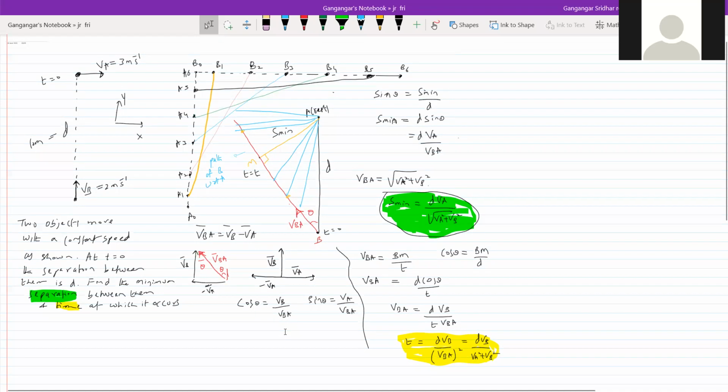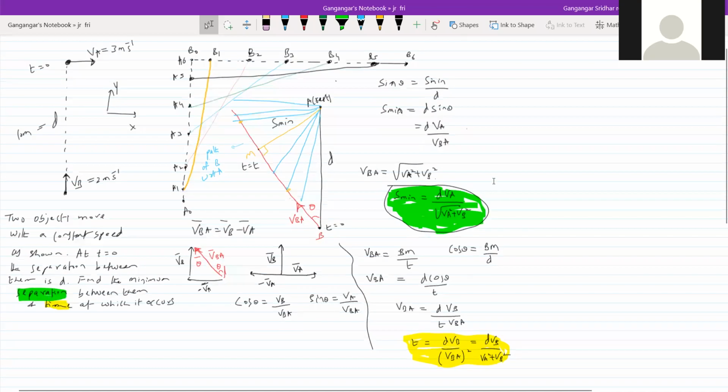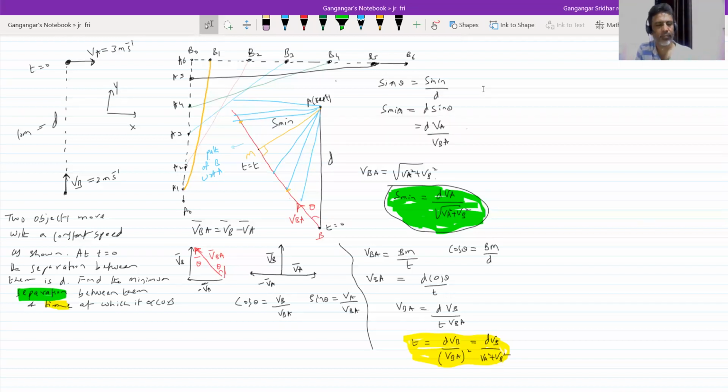Sir, VBA value is not always root over of VA square plus VB square, right? What do you mean by always? Here, because the velocities are perpendicular to each other, we got them to be like this. In this problem, I did like this. It's not that there's a formula and now go and solve any problem. I'm telling there's a method. This method will help you to solve most of the problems, not this formula.